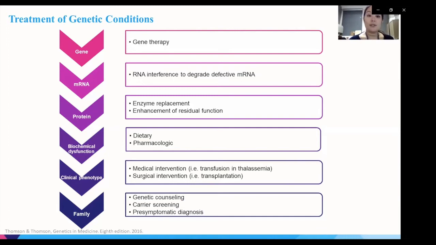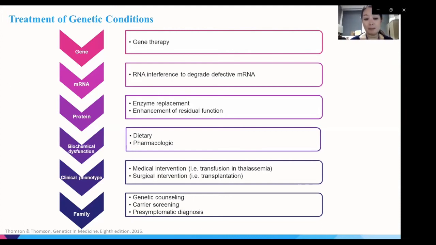There's also dietary interventions that we can do for our metabolic patients. A good example of this is PKU, where we monitor how much protein they're intaking. And then finally, things like medical and surgical interventions. So a lot of our metabolic patients will have kidney or liver transplants that really helps manage their disease and really improves their quality of life.